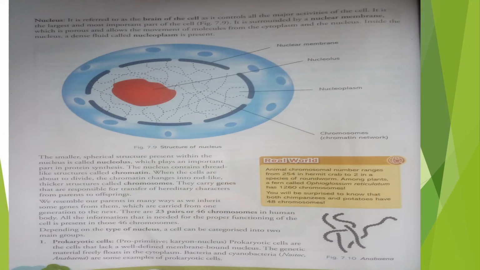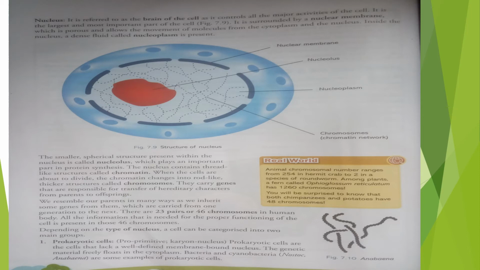Hello students, now let's discuss a very important part of the cell, which is called the nucleus. The nucleus is also called the brain of the cell. That means all the control of the cell takes place in the nucleus. So we can say the nucleus is the control center of the cell. It is the largest and most important part of the cell.